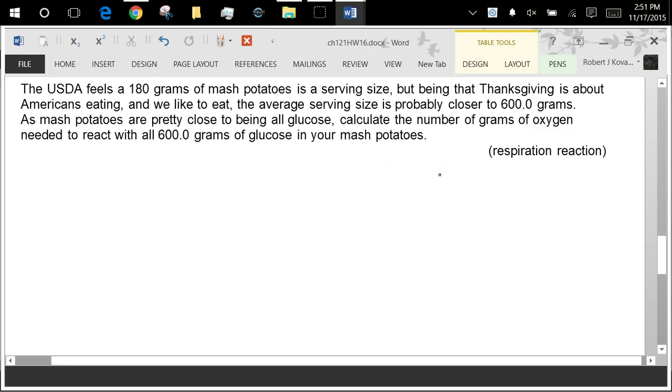180 grams of mashed potatoes just doesn't really seem like very much. So let's say 600 grams, and we want to calculate the number of grams of oxygen needed to react with all that. All right, so what's the reaction for respiration? So C6H12O6 plus O2 gives CO2 and H2O.